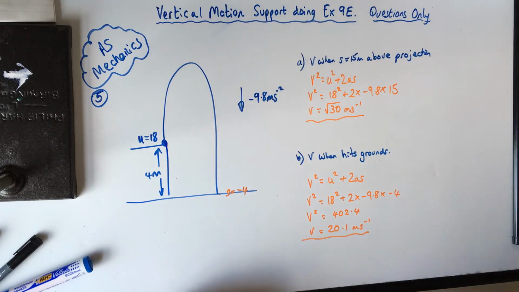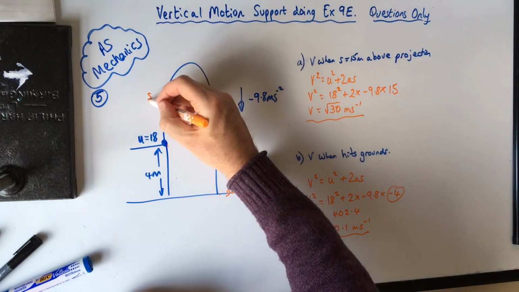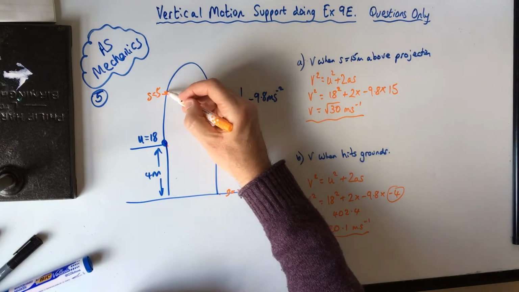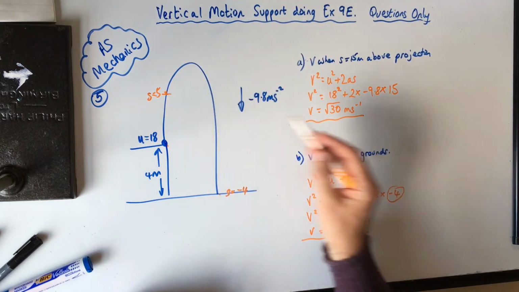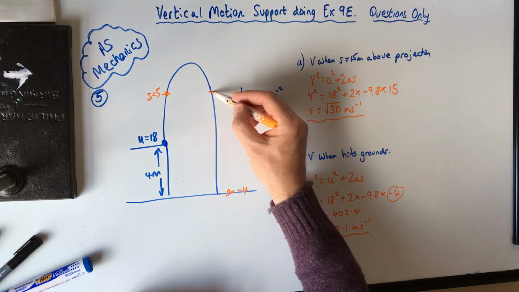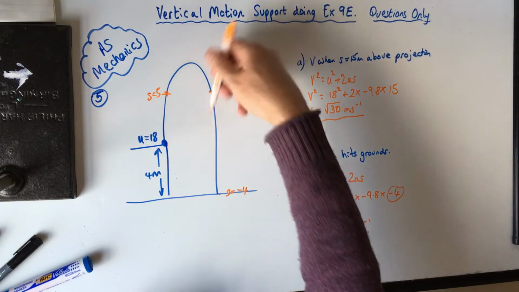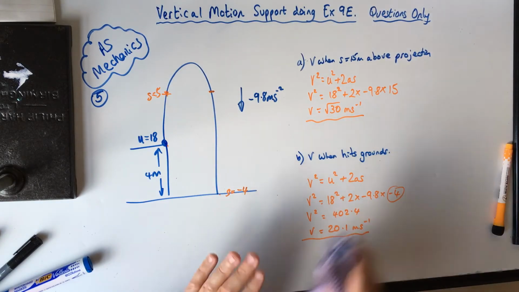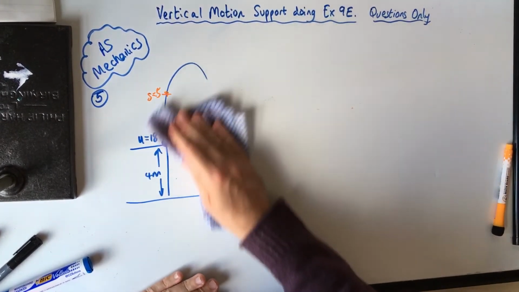So that's number 5. Okay, so we're using s as minus 4 there, and s is 15 up here to get the velocity at this point. And again, you're going to have that velocity going up and that velocity minus root 30 when it's coming down. So that is question 5.